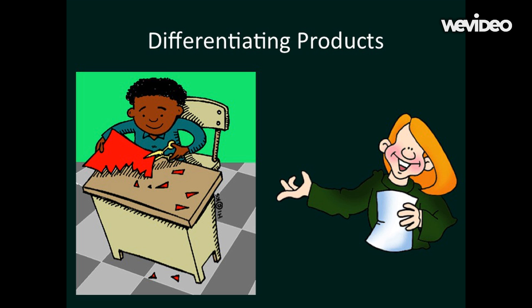One more way to differentiate is by differentiating product, or what the students create to demonstrate their learning. For example, a class was asked to create a product to demonstrate what they learned during a research project they just finished. The students were given several options for how to present the information. Michael has speech difficulties, so he chose to make an artistic representation of his learning. Jamie, on the other hand, chose to give a speech.